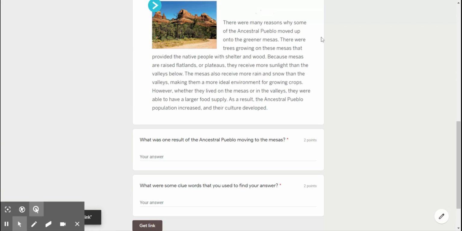Here's the text of the read aloud that I just read to you. So if you need to go back and read it, you can. We said that the cause was that the ancestral Pueblo moved up onto greener mesas. What was a result of them moving onto the mesas? That is your first question. Make sure you write it in a complete sentence.